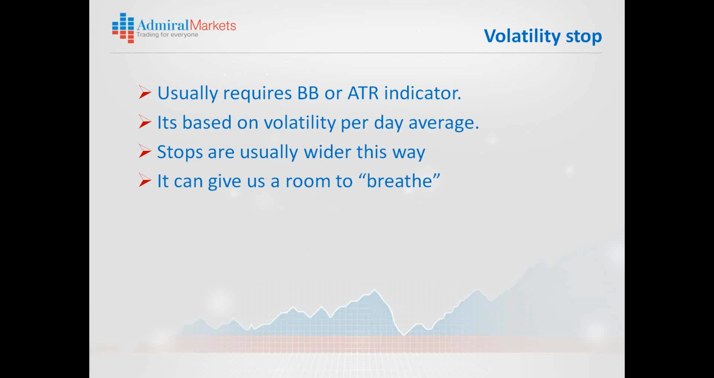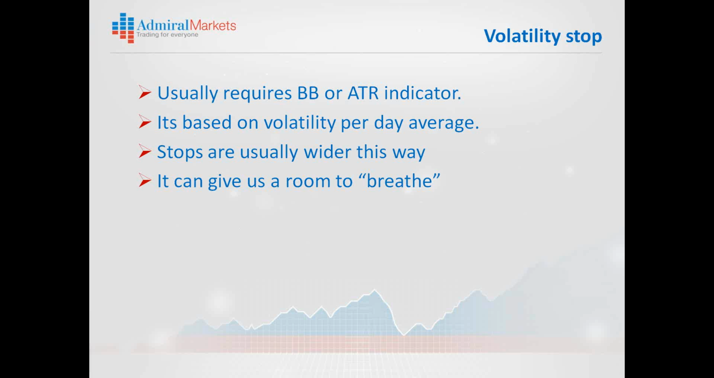So that is called a volatility stop because it uses Bollinger Bands, an indicator which measures the volatility of the market. Also the ATR indicator, which gives us a ranging price. So some traders want to use the ATR indicator because they just put their stop loss below or above the average true range.